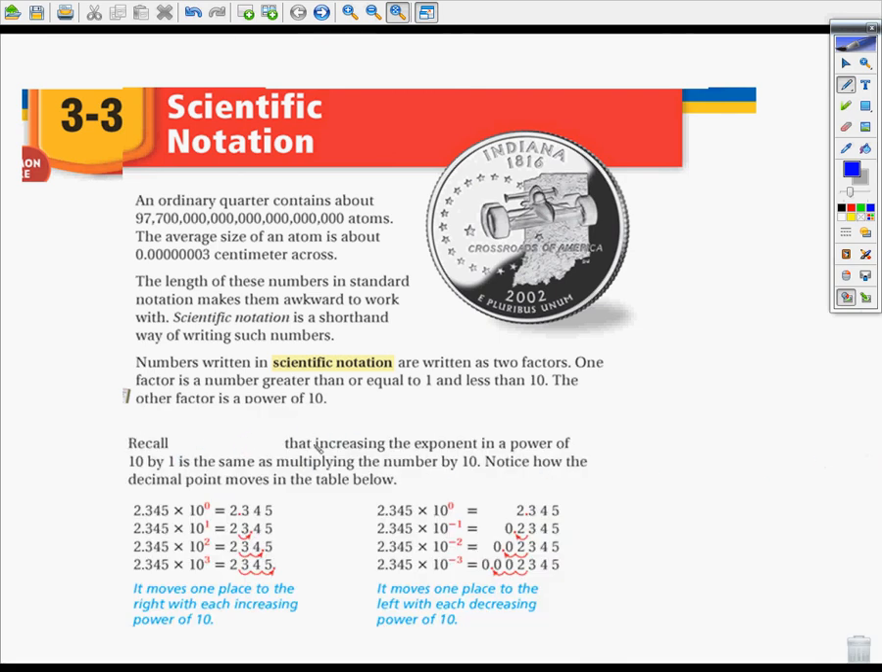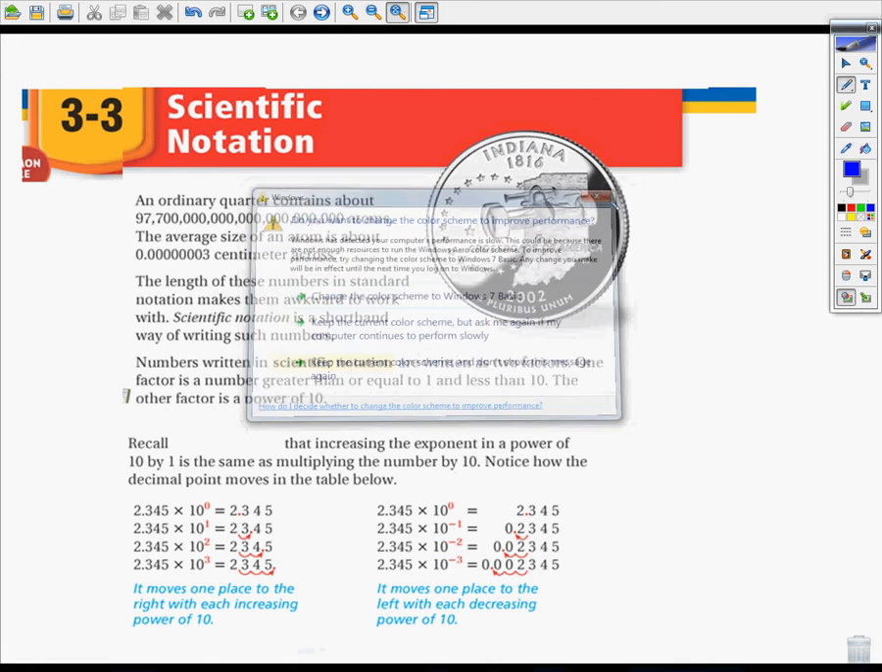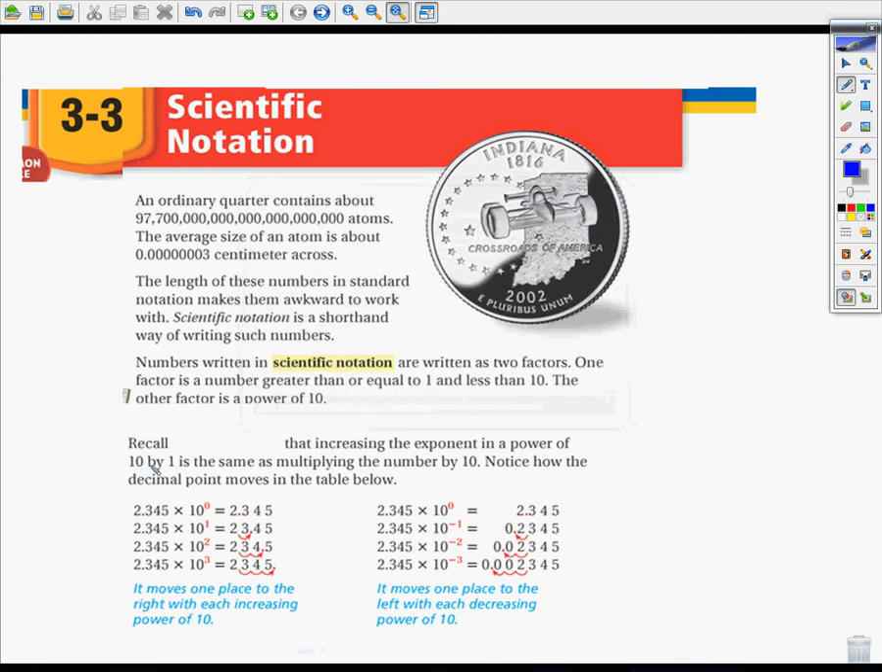Recall that increasing the exponent of a power of 10 by 1 is the same as multiplying the number by 10. So watch what happens. If I have 2.345 times 10 to the 0, I don't move the decimal at all. But if I have that same number times 10 to the 1, I move the decimal over 1, and now this number is 23.45. With the power of 2, I move the decimal over twice, so it's 234.5. Times 10 to the third, I move the decimal 3 places to the right, and now it's 2,345.